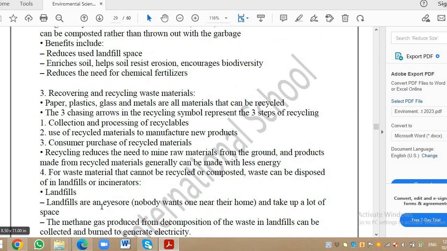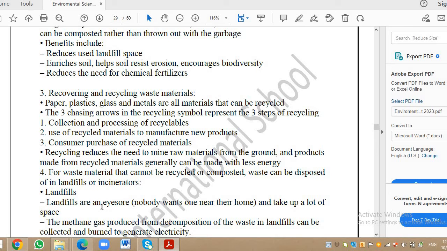The third step is called recovering and recycling the waste materials. All things, the papers, the plastics, the glass, the metals, they are materials that can be recycled. So when we recycle them, we are controlling the waste. Okay? There are 3 chasing arrows in recycling symbols, representing 3 steps. We first collect the recyclable product, second, use the recycled materials to manufacture new product, and 3, consumer purchase of the recycled material. This is how we're going to make a new product from an existing waste one.